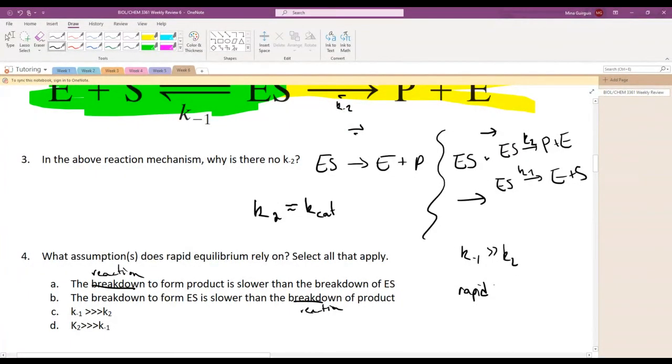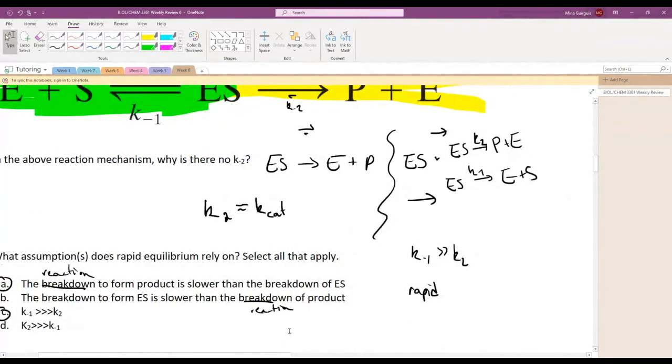Okay? So the assumption that rapid equilibrium relies on, I kind of gave away. The reaction to form product is slower than the breakdown of the enzyme substrate complex. That's correct. That relies on the assumption that K-1 is significantly greater than K2. So let's write the expression for the enzyme substrate complex's capital K. What is it going to do?